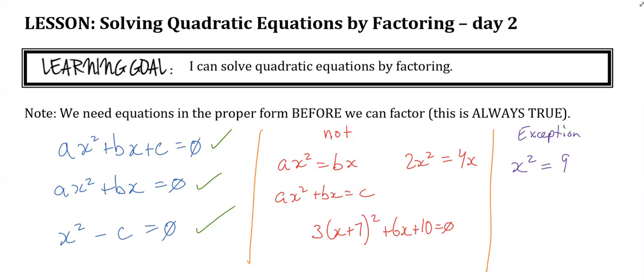This is the one kind where we have another method that we can use for a question like this. What would I do with this one? What could I do? If I take the square root of both sides, I get x equals plus or minus the square root of 9, x equals plus or minus 3. If 9 wasn't a perfect square, you could still take the square root of it. It would just be a decimal. And depending on what you're doing, that might be fine or that might not. It totally depends on the question.